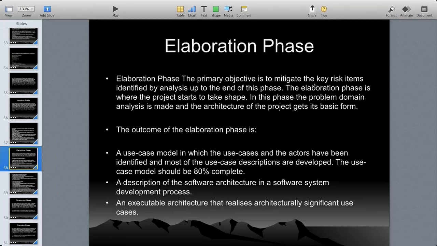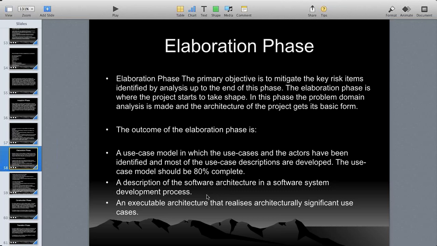Elaboration phase. The primary objective is to mitigate the key risk items identified by analysis up to the end of this phase. The elaboration phase is where the project starts to take shape. In this phase, the problem domain analysis is made and the architecture of the project gets its basic form. A structure will be created here. The outcome of the elaboration phase is a use case model in which the use cases and actors have been identified, and most of the use case descriptions are developed. The use case model should be 80% complete.